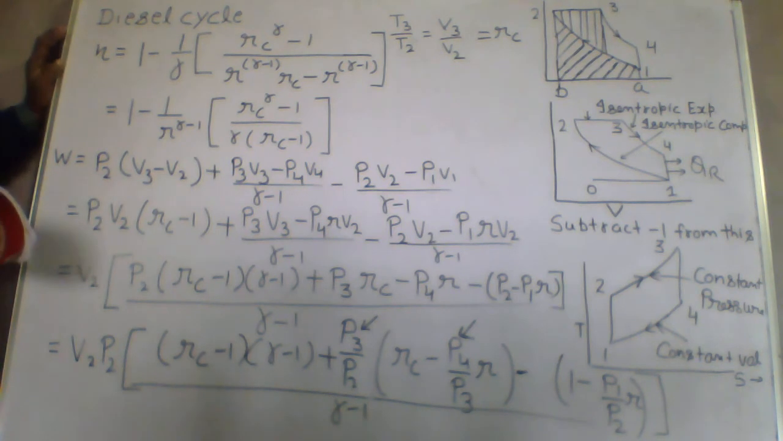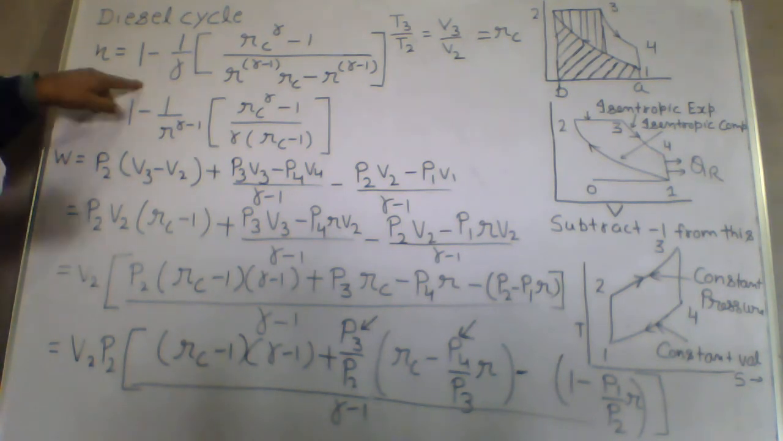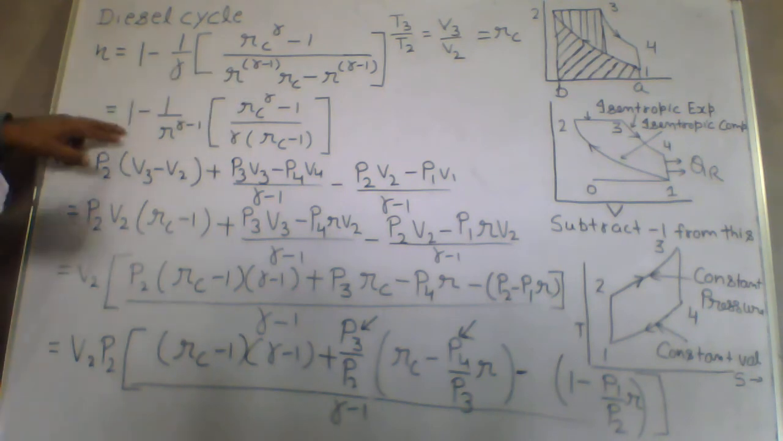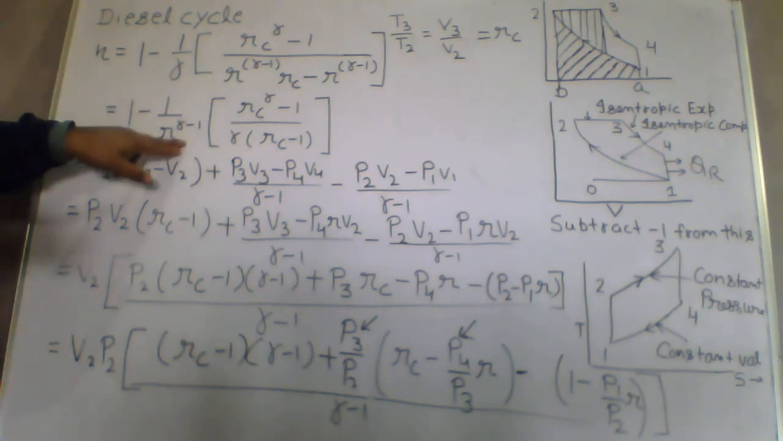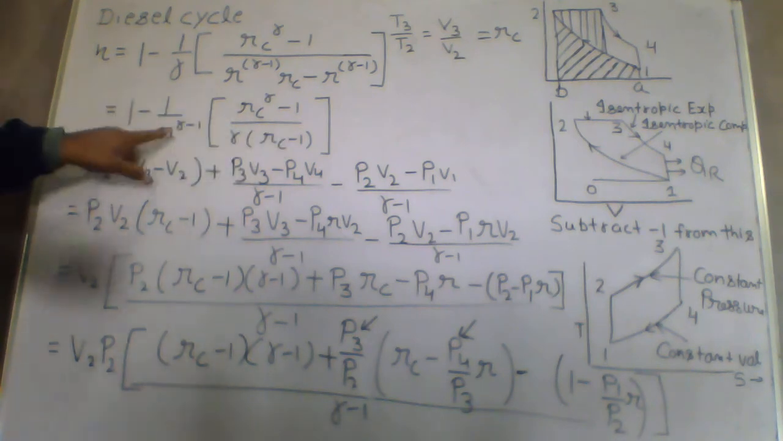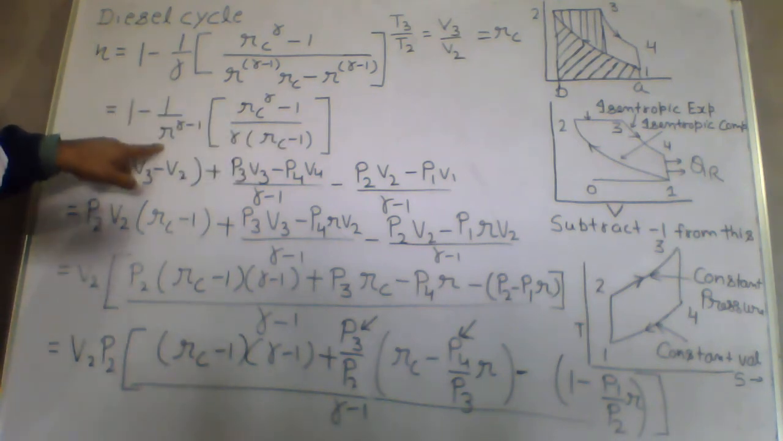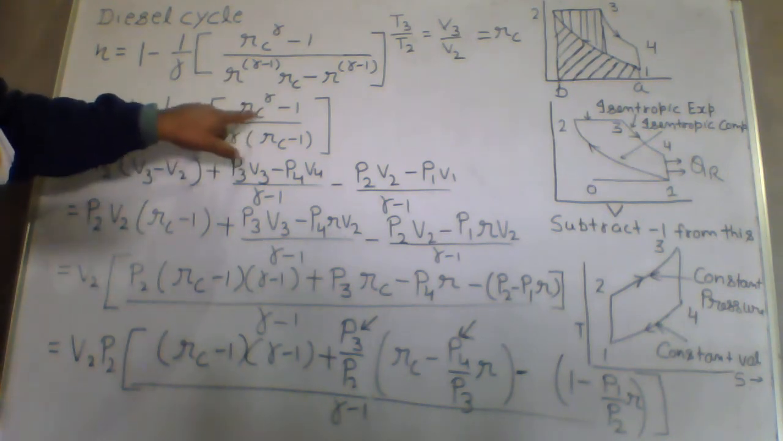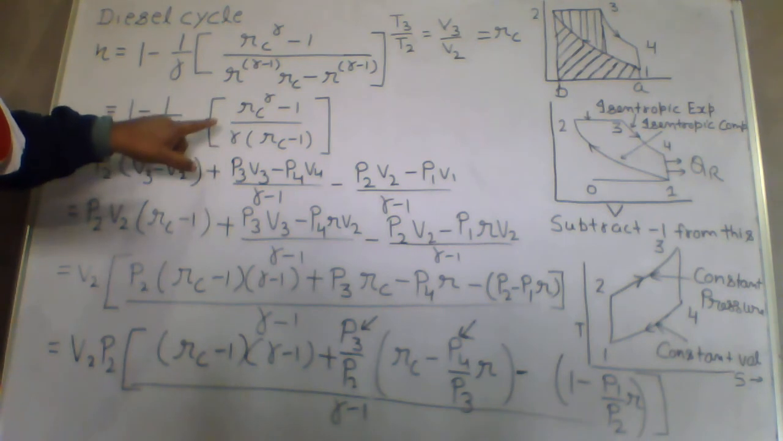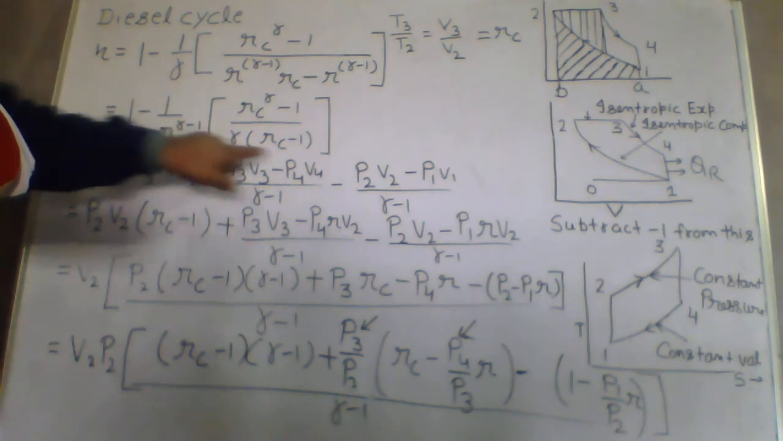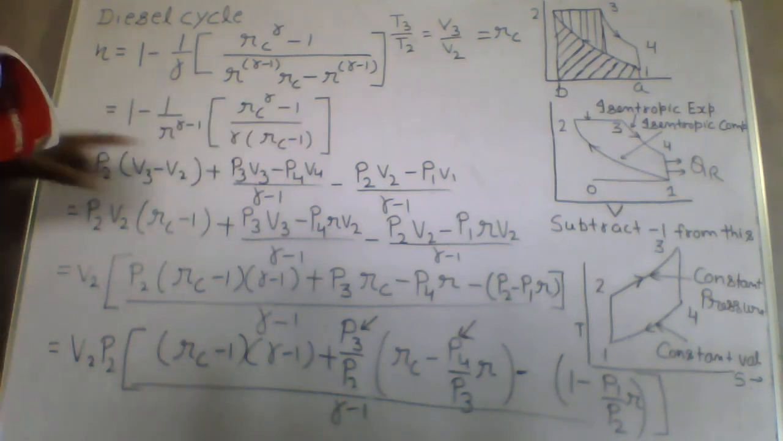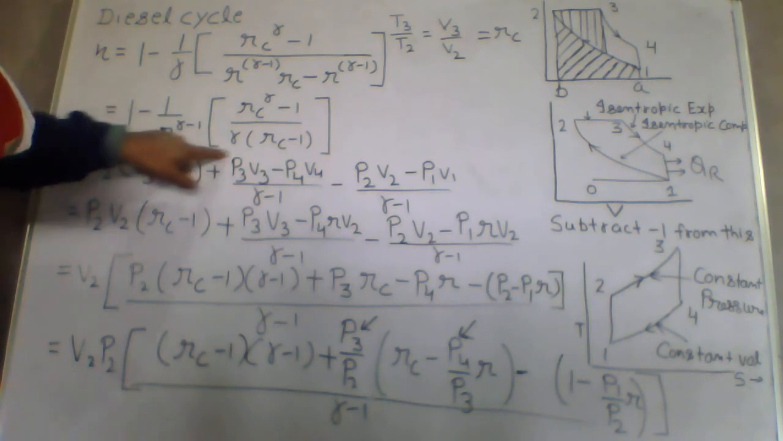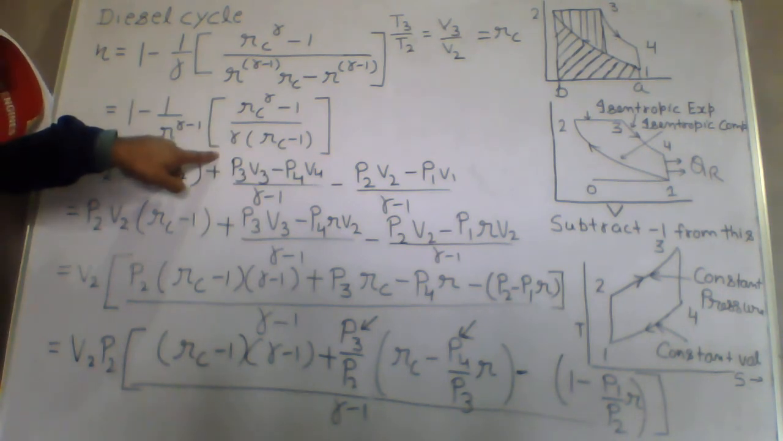It may be noted that the efficiency of the diesel cycle after solving this will be 1 minus 1 by R raised to power gamma minus 1 into this factor. This factor we had seen in the Otto cycle, and this will always be greater than 1. So the efficiency of the diesel cycle is different from the Otto cycle only by this bracketed factor. This factor is always greater than unity. Hence, for a given compression ratio, the Otto cycle is more efficient.